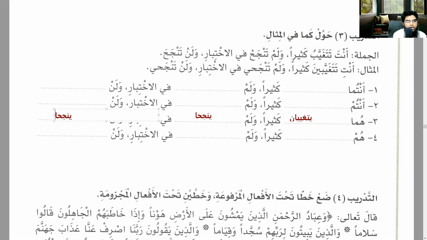Hum dash kathiran. Hum yataghayyabuna. So yataghayyabu, yataghayyabani, yataghayyabuna. Hum yataghayyabuna kathiran. They all are absent a lot. Walam yanjahu fil ikhtibar, walan yanjahu. They did not pass, and they will not pass. So this requires, for you to focus on the isnad, the conjugation of the verb. So take this verb, try to conjugate it a few times. First start with the madi.